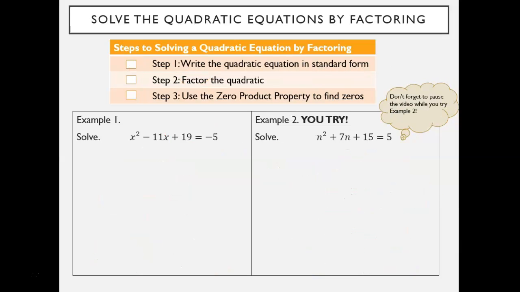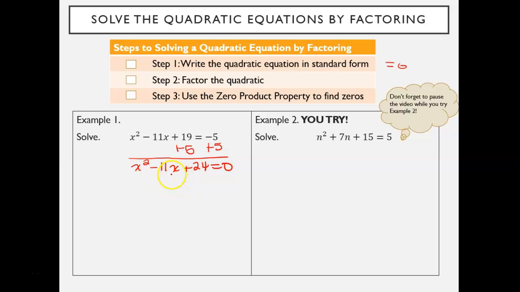All right, let's try a few more. Remember, we're writing it in standard form, then we're factoring, then we're using that zero product property. This one's a little different than some of the ones we've done. This one has a constant on each side. Your instinct from solving linear equations is to subtract 19 from each side, but that is not getting it in standard form. In standard form, we want the whole thing to be equal to 0. So instead of getting the 19 and the negative 5 together, as we would do if this were a linear equation, instead we're going to add 5 to each side. So I get x squared minus 11x plus 24 equals 0.